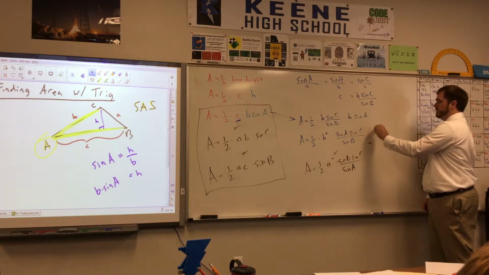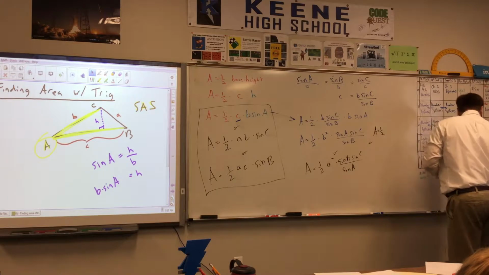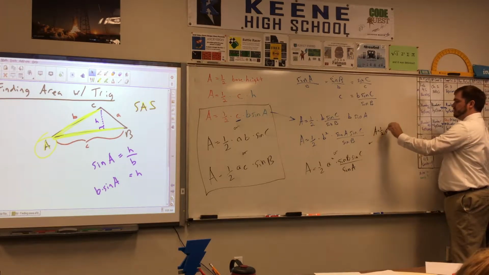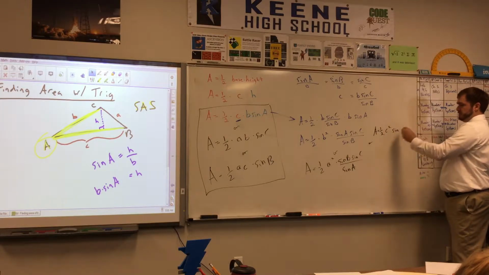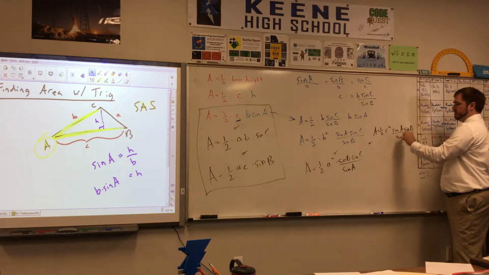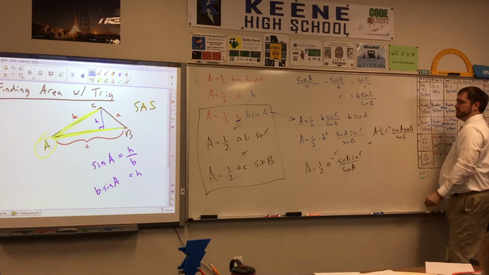Or 1/2, can y'all call it out to me? C squared. C squared? Times sine of A times sine of B over sine of C. Yep. Capital C. There you go.